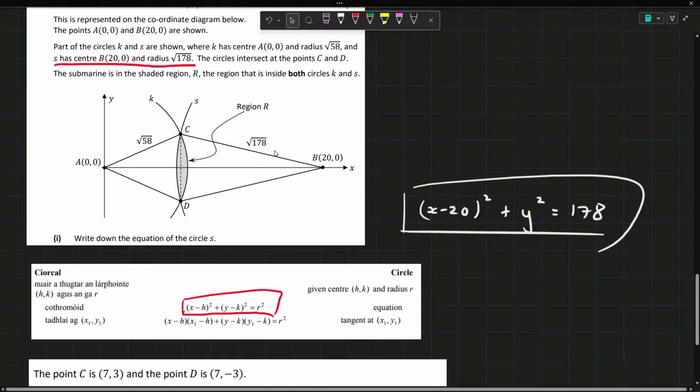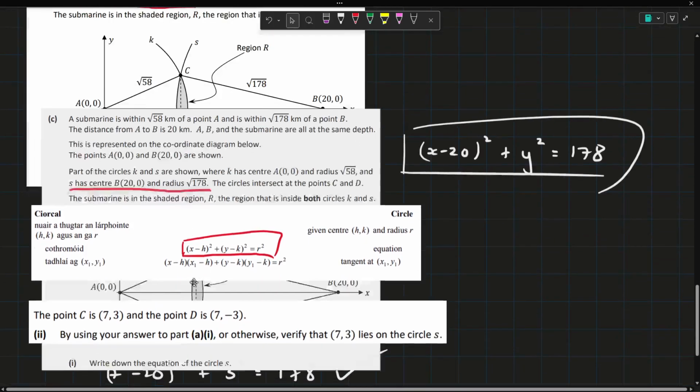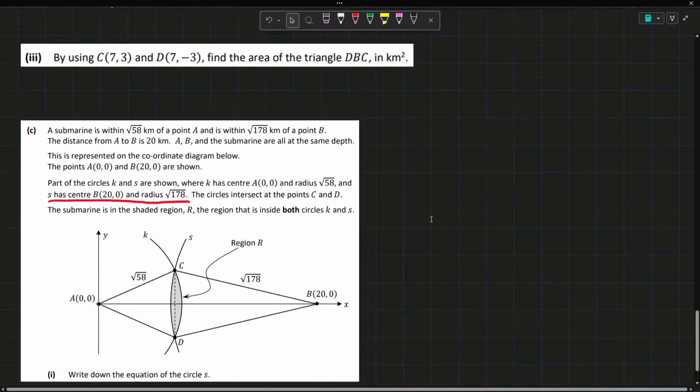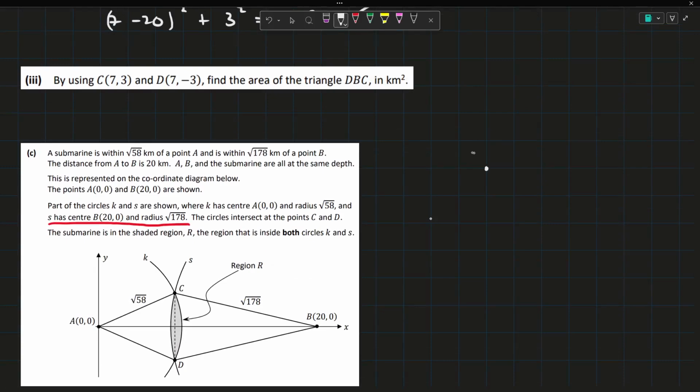So if you look in the diagram, I'm just going to drag this diagram down and draw it out myself. The point C is (7, 3). Then the point D is just beneath that, it's (7, -3). And then the point B is over here, and that's the point (20, 0).